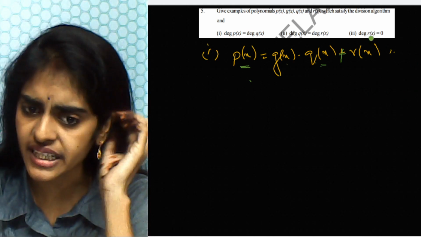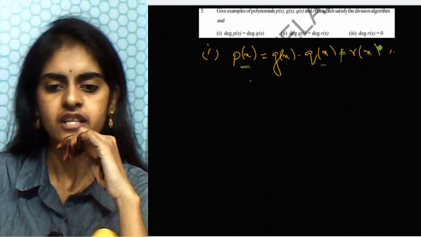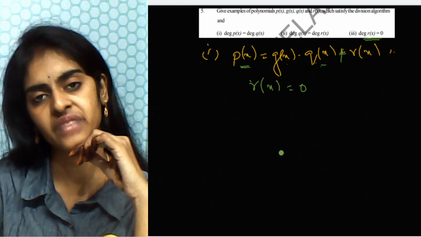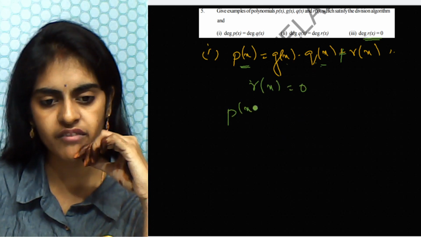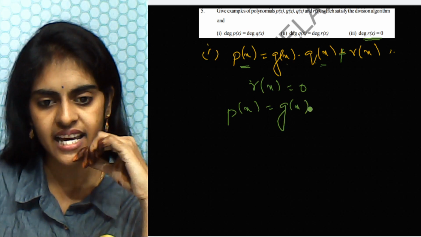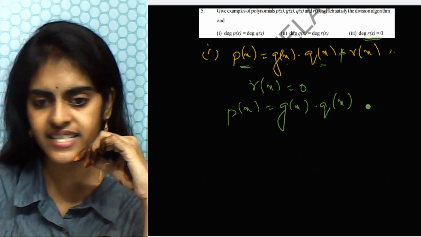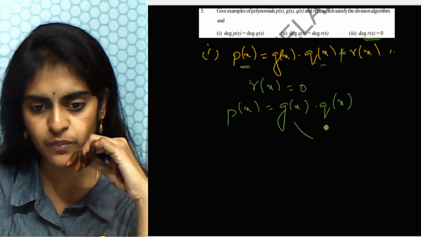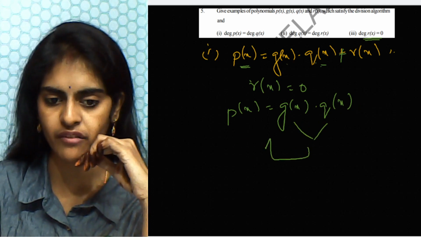Degree of r of x is 0. So when is r of x 0? Suppose p of x equals g of x into q of x, and r of x is 0. So that means g of x should be a factor of this p of x.